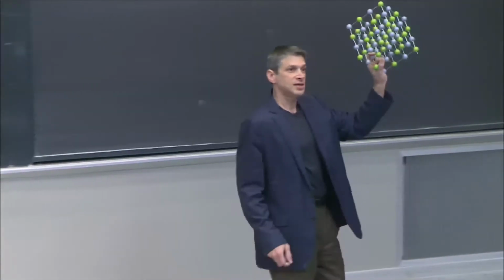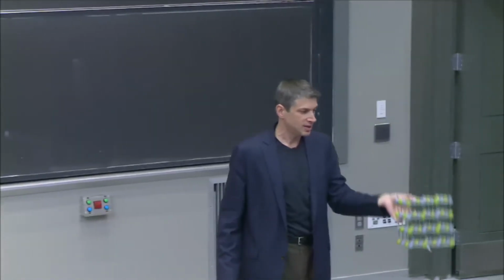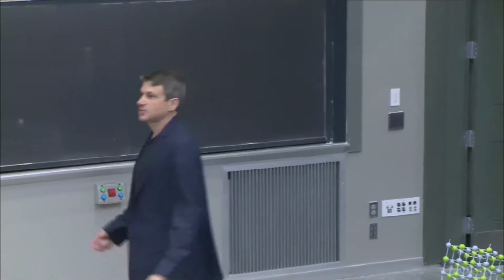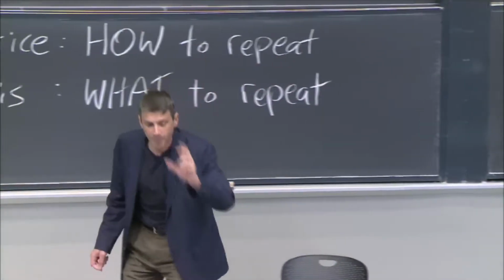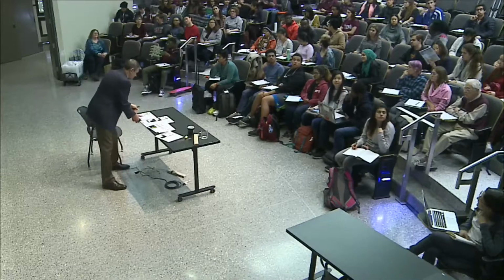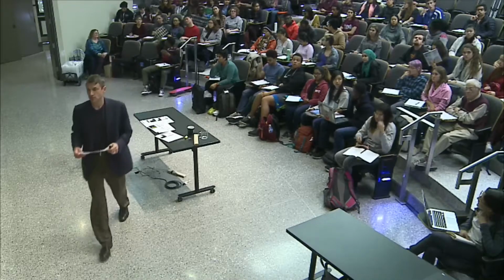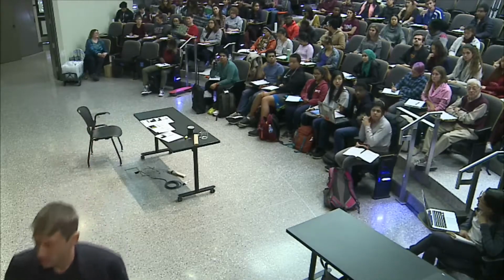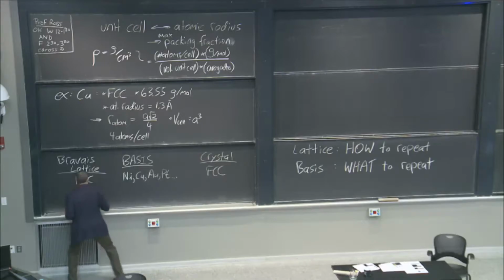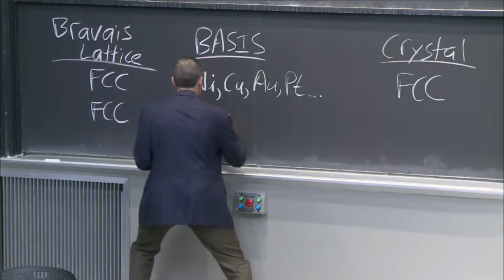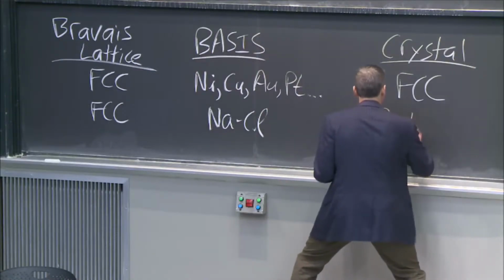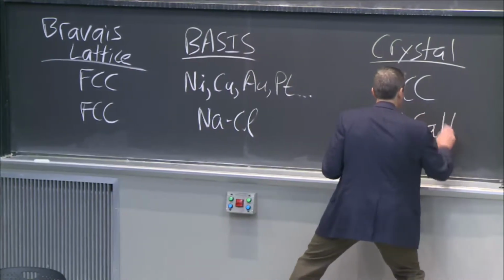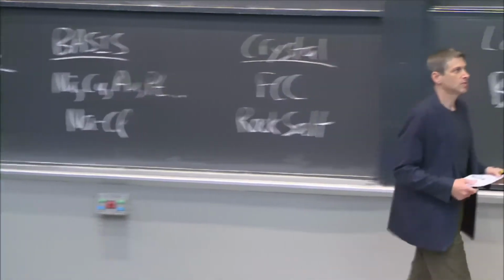This is an FCC lattice. That's an FCC lattice, but with a basis of sodium and chlorine. You can call it an FCC lattice, but the basis is a sodium chloride pair, and this has a name. It's called the rock salt structure.